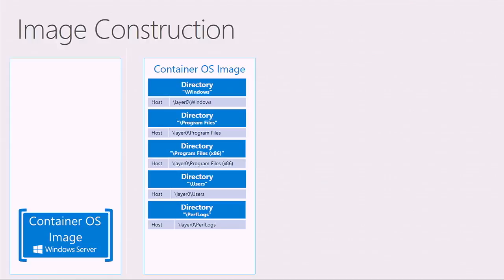Right? We talked about images being a template. This is basically the base template of a container. So we look inside that, we'll see a Windows directory, we'll see a Program Files directory. If it's Server Core, we'll see a Program Files x86 directory. We'll see the normal files and registry that we would see inside of any Windows machine.